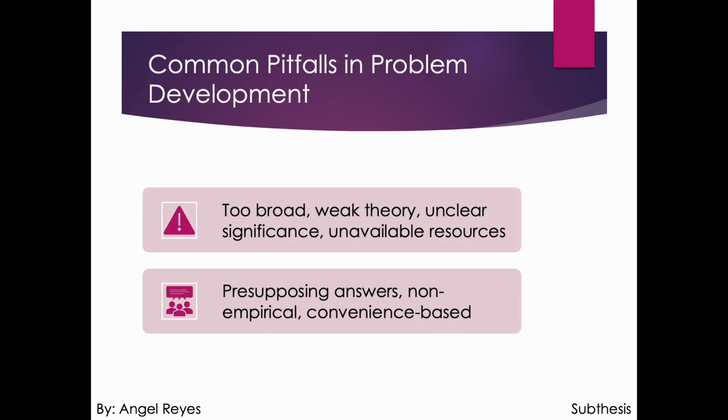Being aware of common pitfalls can help you avoid them in your own research planning. These include developing problems that are too broad or ambitious, problems with insufficient theoretical grounding, or those with unclear significance or implications. Other pitfalls include selecting problems requiring unavailable resources, defining problems in ways that presuppose answers, pursuing problems that can't be studied empirically, or choosing problems based solely on convenience rather than significance. Recognizing these potential issues early allows you to refine your problem statement and strengthen your research foundation.